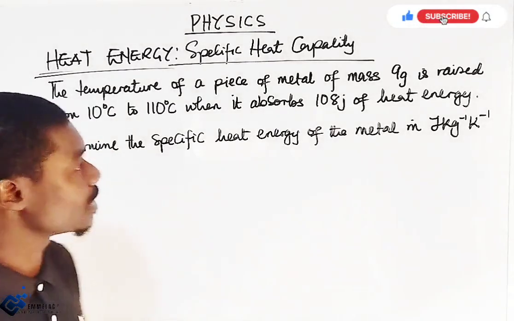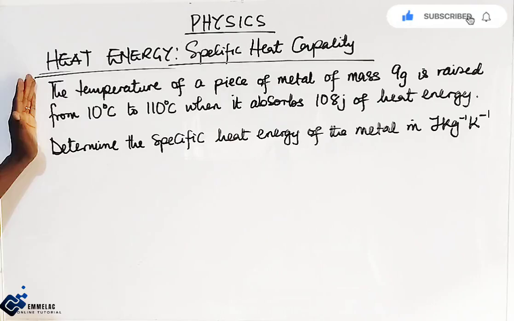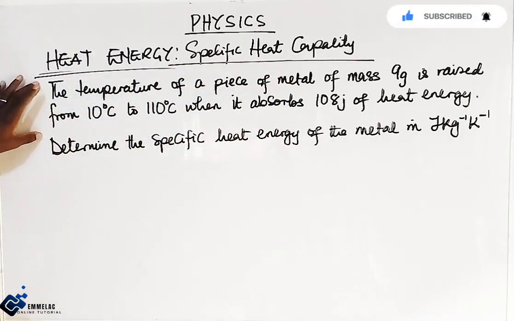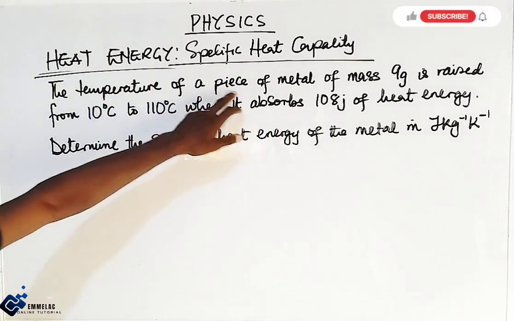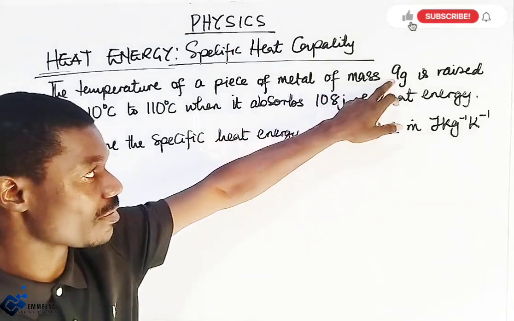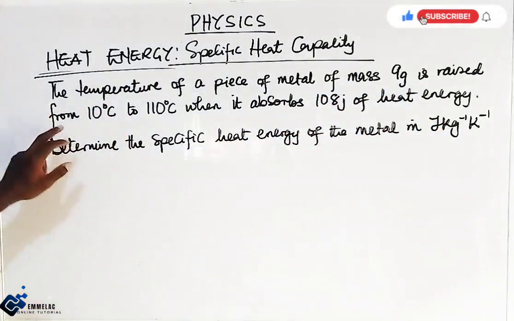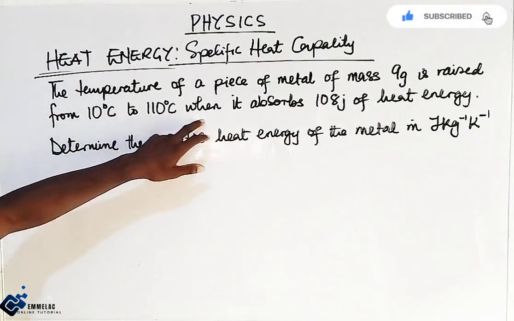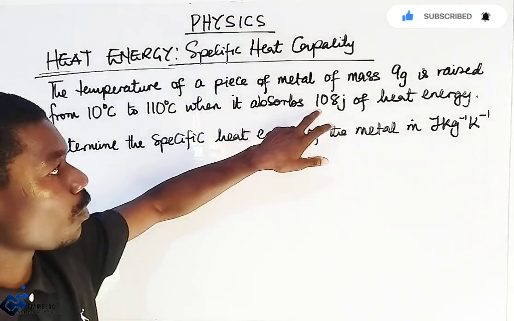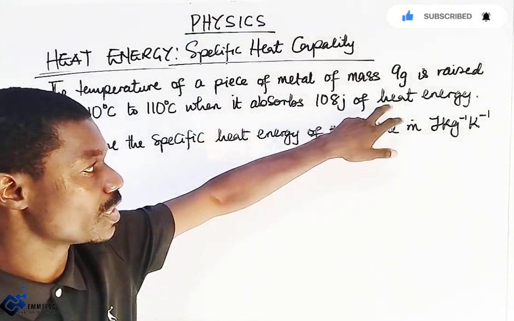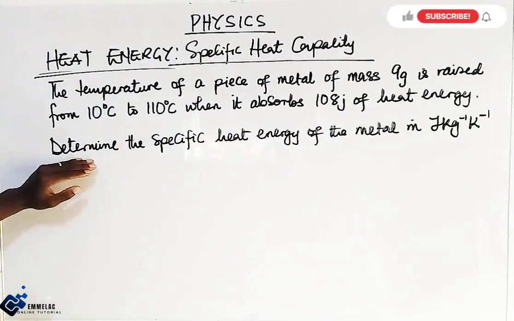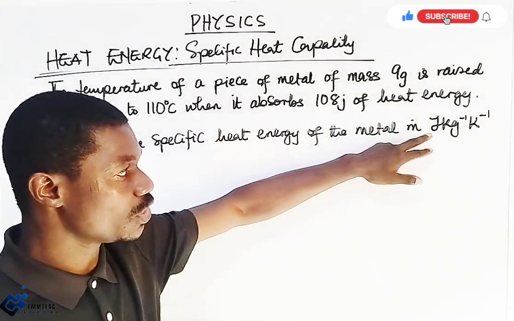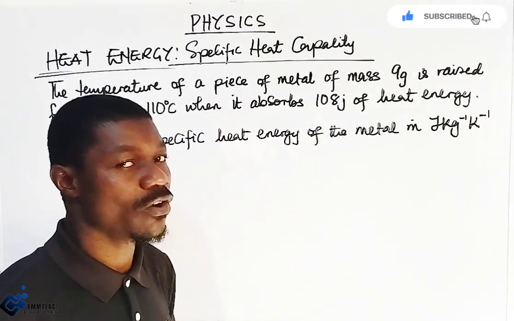Now before us is another question in specific heat capacity. And this question reads that the temperature of a piece of metal of mass 9 gram is raised from 10 degrees Celsius to 110 degrees Celsius when it absorbs 108 joules of heat energy. Now determine the specific heat energy of the metal in joule per kilogram per Kelvin.